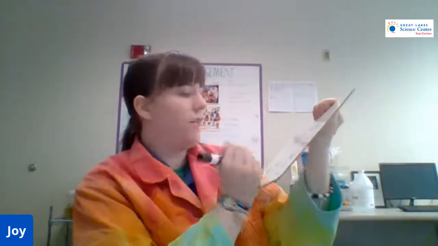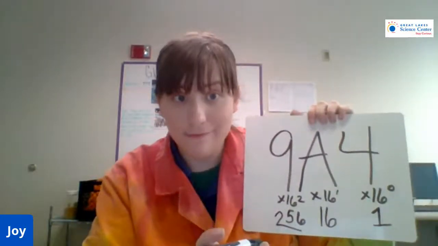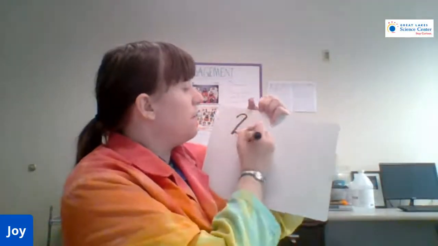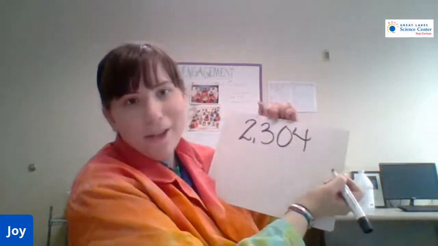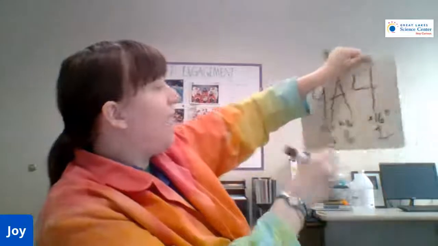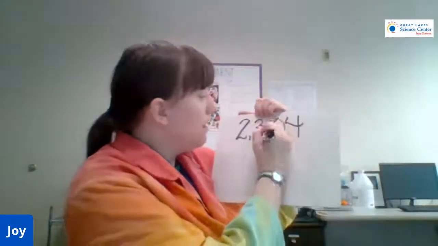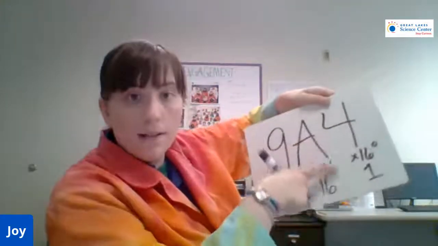Writing upside down is hard. Okay. Now, this is when a handy-dandy calculator can be your best friend. All right? So 9 times 256 is 2,304. I cheated. I did this math earlier today, so I know what it is. Remember, A is 10. So 10 times 16 is 160. And 4 times 1 is 4.